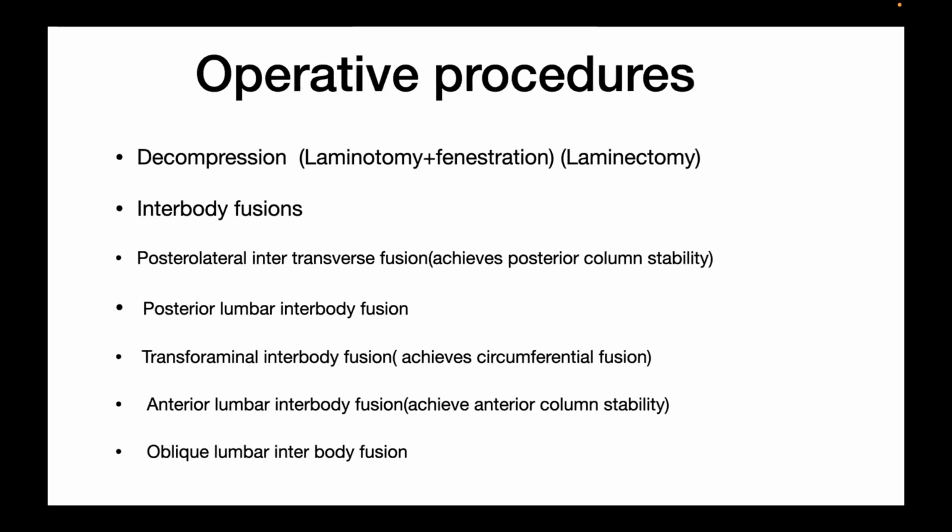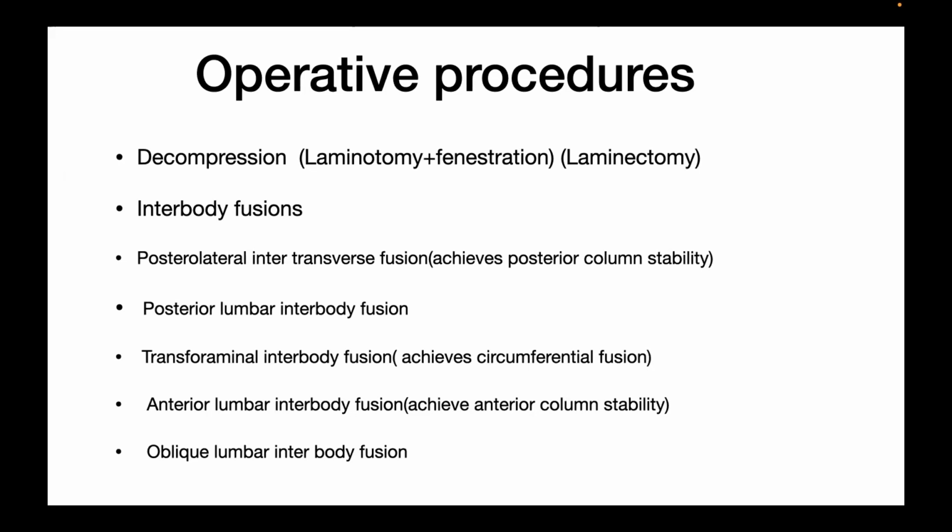Coming to various operative procedures, which mainly involve decompression. Decompression can be done either through a laminectomy or laminotomy plus fenestration. Laminectomy involves mainly removing the whole of the lamina, whereas laminotomy mainly involves removing a part of one side of the lamina along with the removal of ligamentum flavum, which is called fenestration.